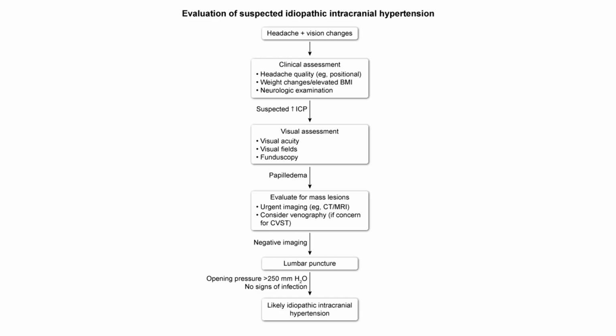If you suspect increased ICP, intracranial pressure, then you should do visual assessment, visual acuity, visual field, and do fundoscopy. In fundoscopy, first of all, you may find papilloedema, and there may be an enlarged blind spot. After getting papilloedema, you will look for MRI or MRV. MRI to rule out any sort of mass lesion, and MRV to rule out CVST, cerebral venous sinus thrombosis. If the imaging is negative, then you should do lumbar puncture.